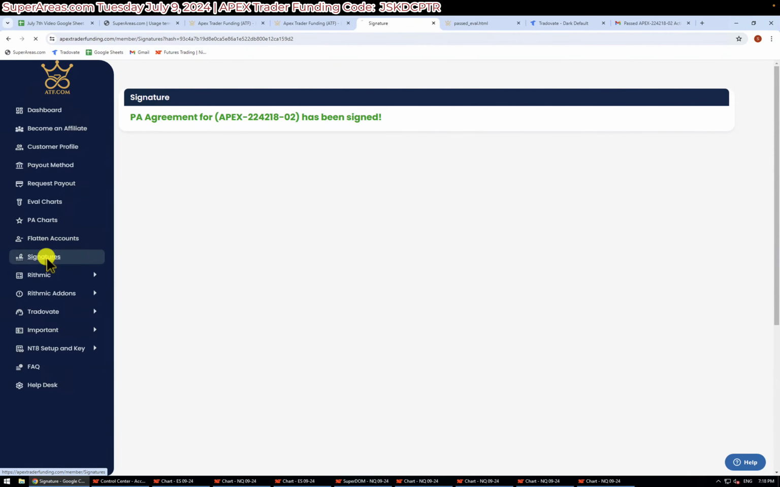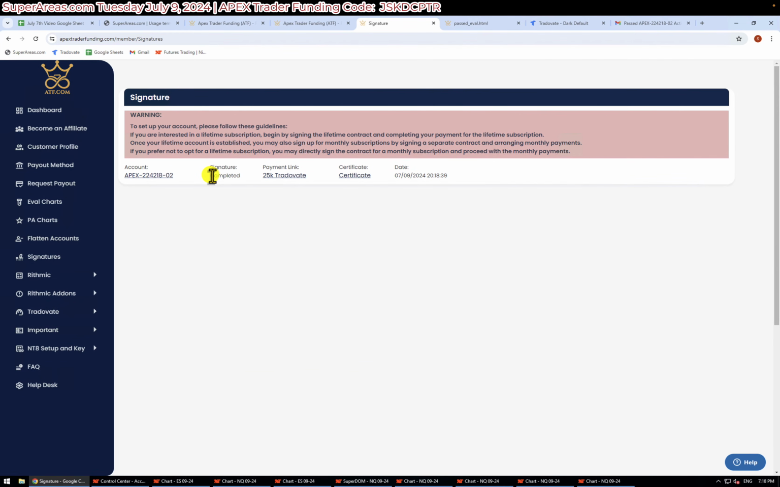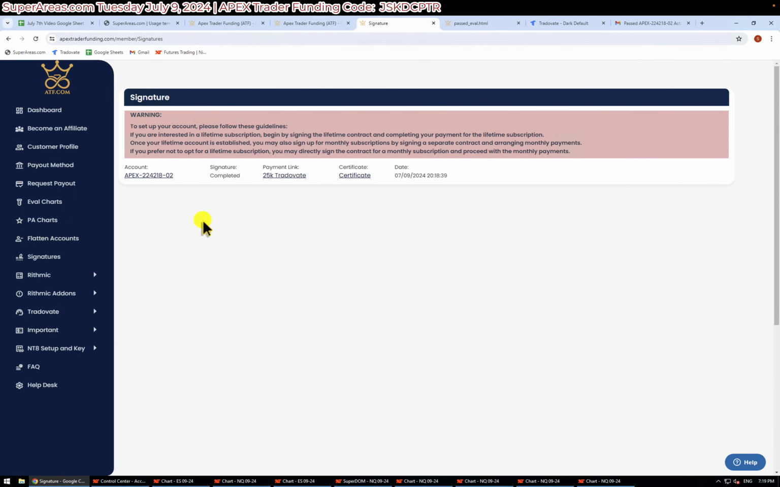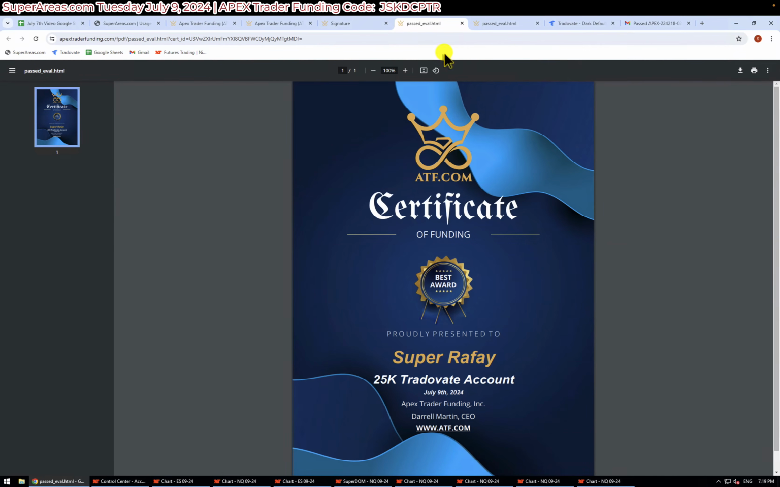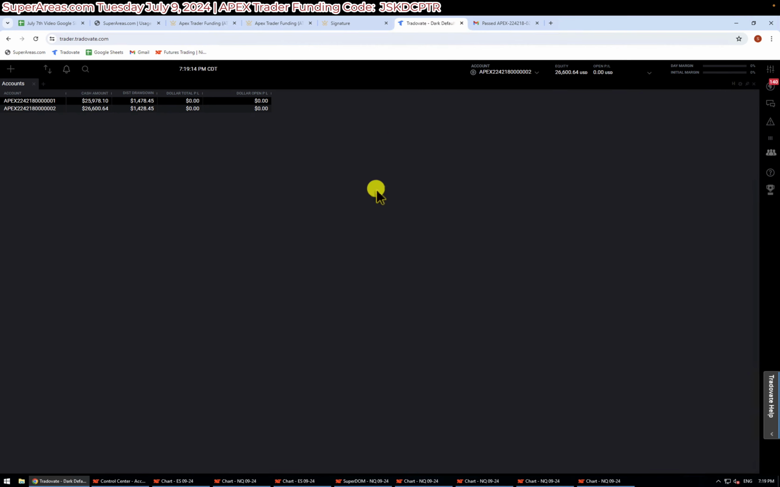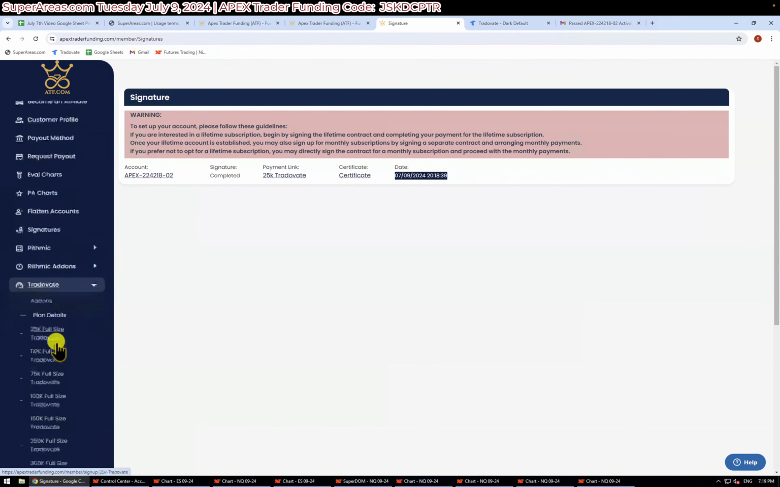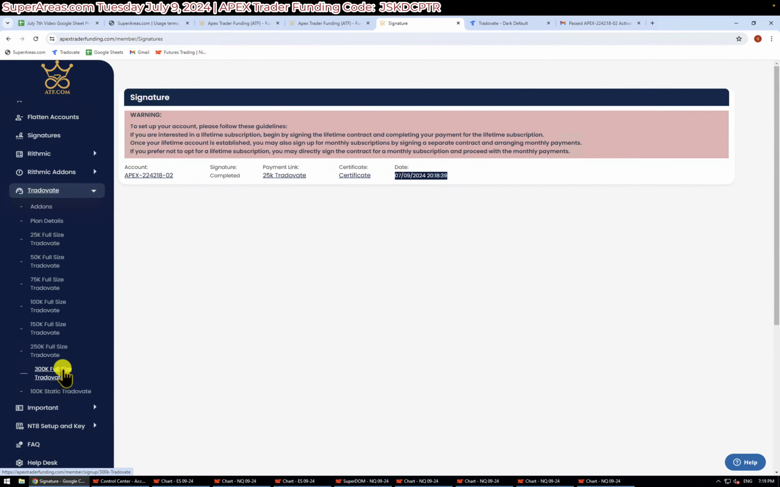And let's go back to the signature. Now it says signature is completed, and this is your payment link. So right here is your payment link. If you click back on the signature, it's going to say this PA agreement has been signed already. So now you have the certificate. As I showed you, you have the certificate right here, which you can print and hang on the wall. It kind of tells you the bigger the challenge is, the more happiness you will get when you're passing, because 25,000 is the entry level. Some students get really excited when they pass the 300,000 challenge.